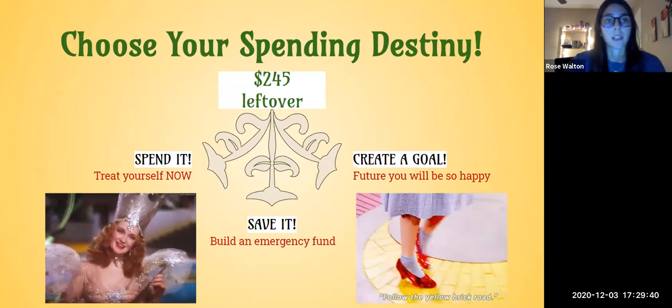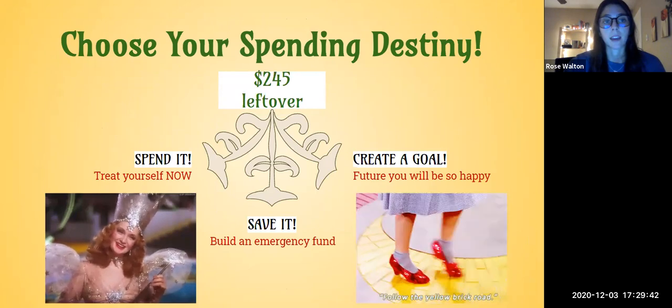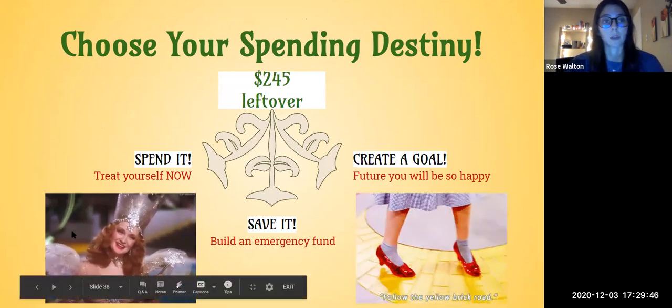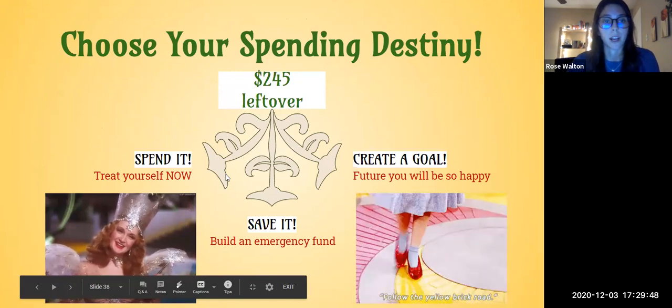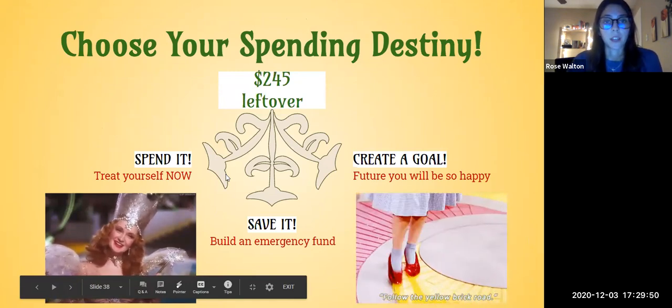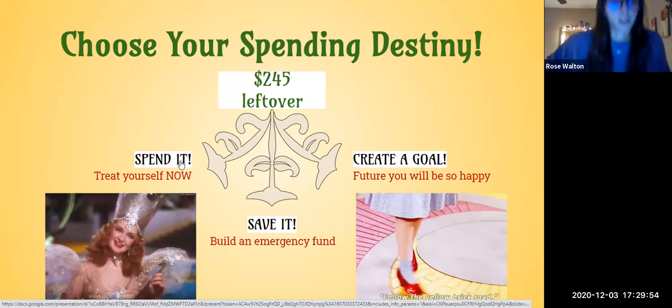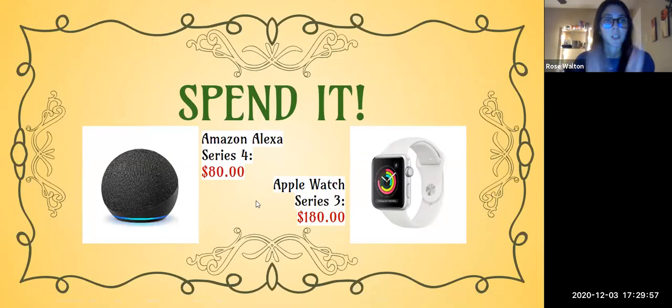And so we're going to take you through an activity as to how you can go about budgeting this specific money and how to manage this in the right way for you, depending on what your goals are. So we can choose our spending destiny. Why don't we start off with spend it? Let's say with the holidays around the corner, we want to treat ourselves or treat a family member. So we can drop in the chat right now. We can choose what we want to spend this $245 on.